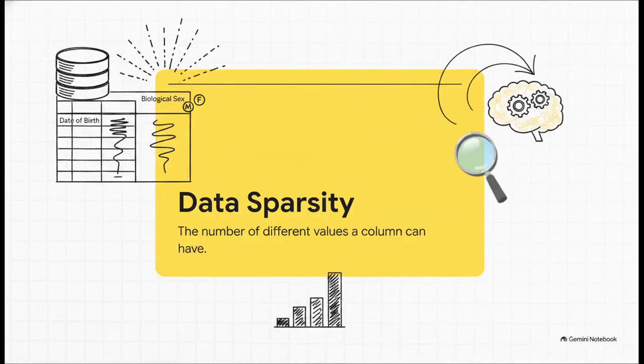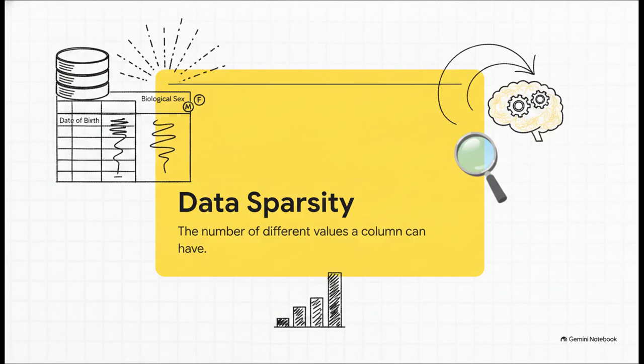Now you might be thinking, great, let's just index every single column. But we can't do that. Doing so would completely overwhelm the system whenever we tried to insert or update new data. So how do we choose what to index? We rely on a vital metric called data sparsity. Data sparsity refers to the number of different values a column can actually have. A column with high sparsity has many unique values. Think of a date of birth or an email address column. Almost everyone's is different. On the other hand, a column with low sparsity has very few unique values.